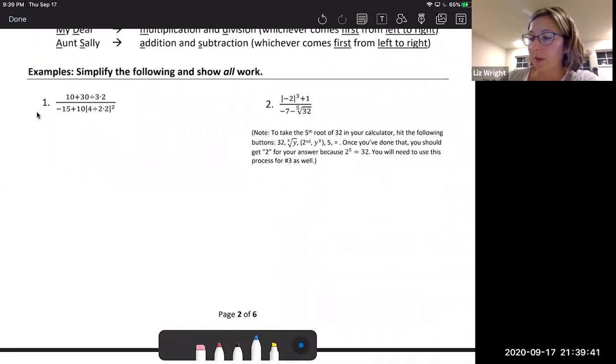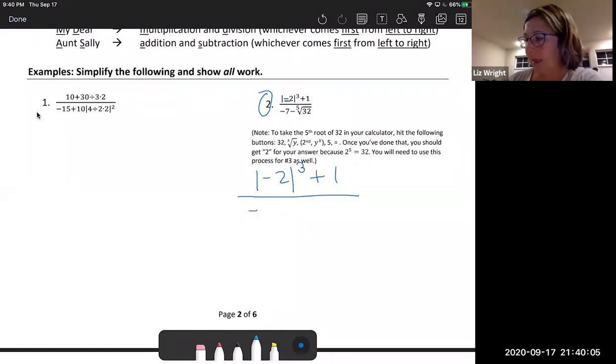Okay, so then I'm going to look at number 2 just real quickly with you. Number 2, if we are looking at our order of operations, I would say, well, here's a grouping symbol with this absolute value. So I'm going to write it a little bit bigger so I can write some pieces in there. And then we've got -7 minus the 5th root of 32.